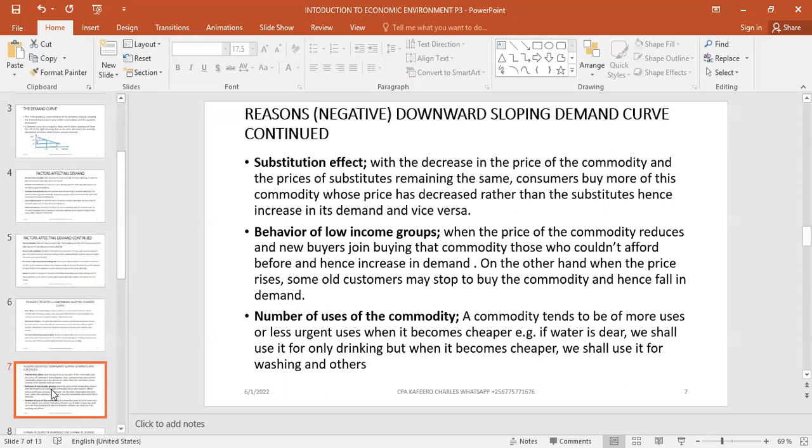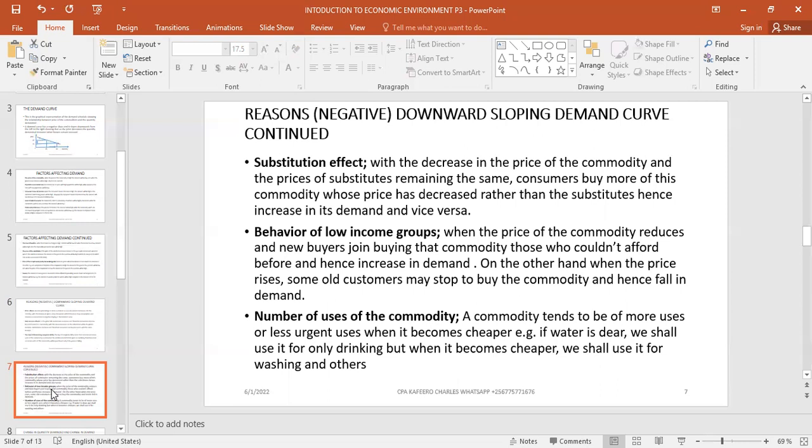And when they buy less, you expect that even the demand is going to be low, which is supporting the negative sloping of the demand curve. The last one, we can talk about the number of uses of the commodity. Now this number of uses, not users, we are talking number of uses of the commodity.